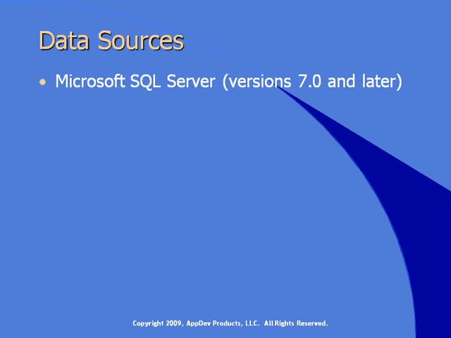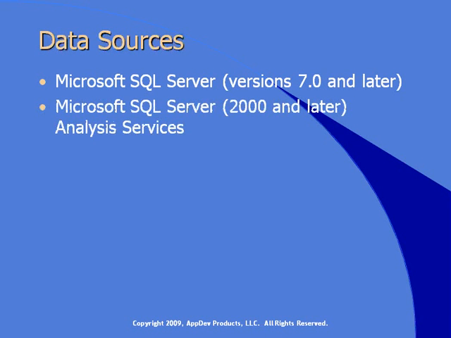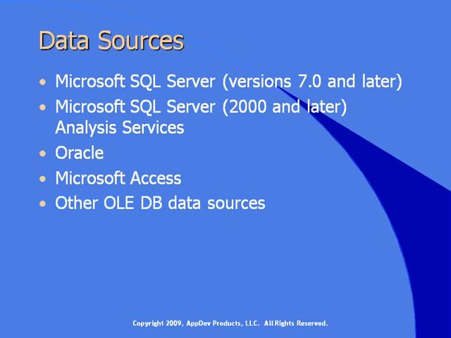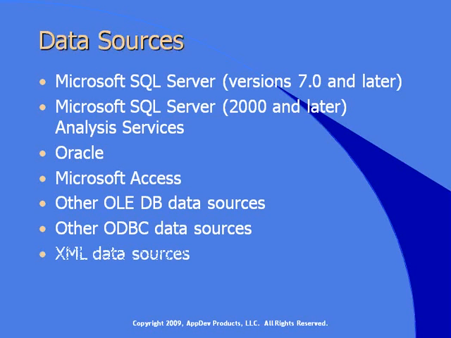Reporting Services supports a number of data inputs, including Microsoft SQL Server version 7.0 and later, data from a Microsoft Analysis Services server, that's 2000 or later, Oracle, Microsoft Access, and other OLEDB data sources, as well as ODBC data sources and XML data sources. So if it's in a database of any of these types, you can get at it and report on it using SQL Server Reporting Services.